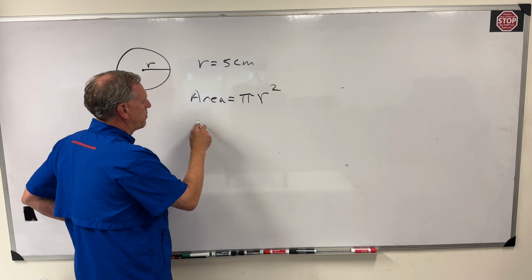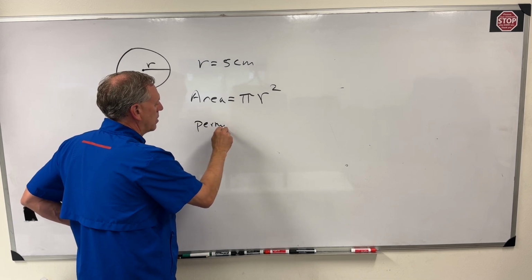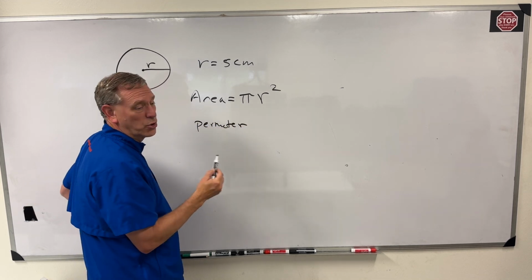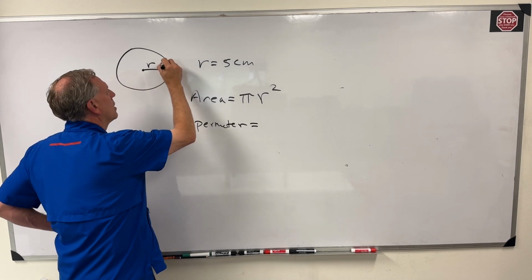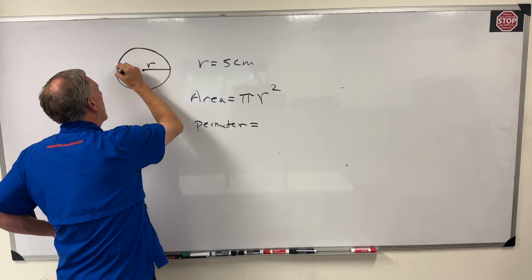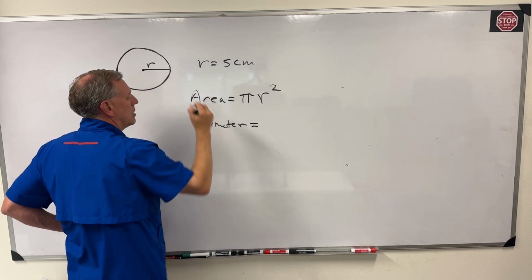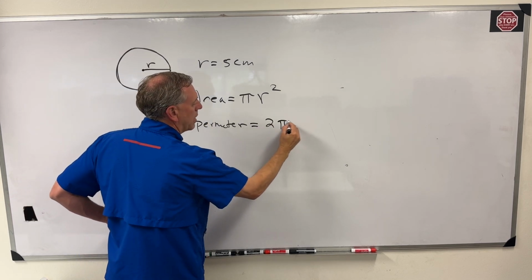And then the perimeter, which also is called circumference in the case of the circle. So this journey along the outside is 2 pi r.